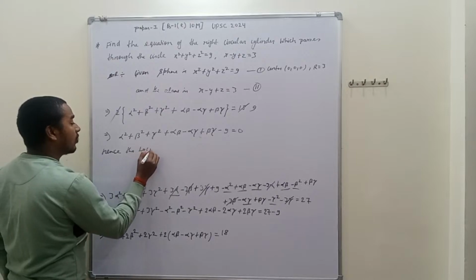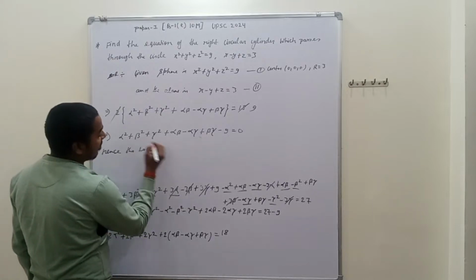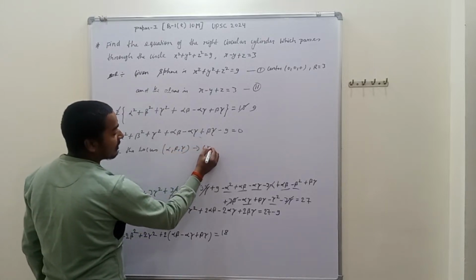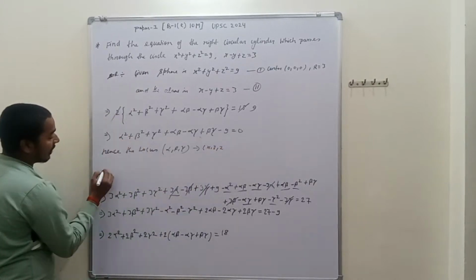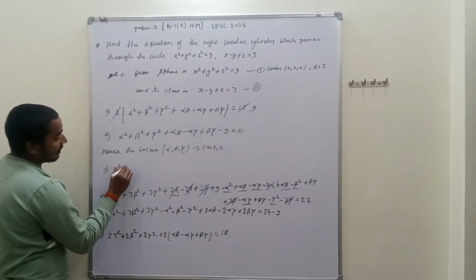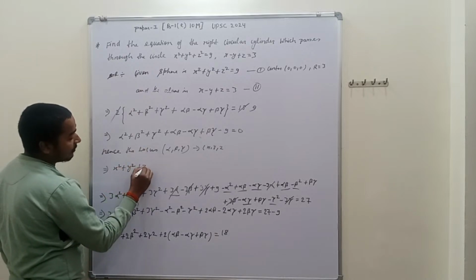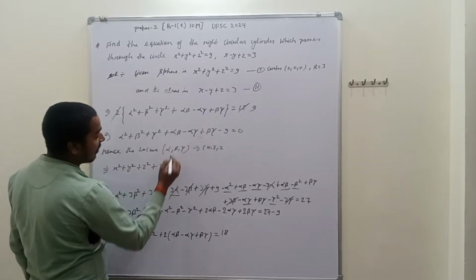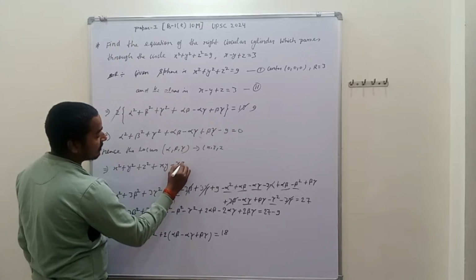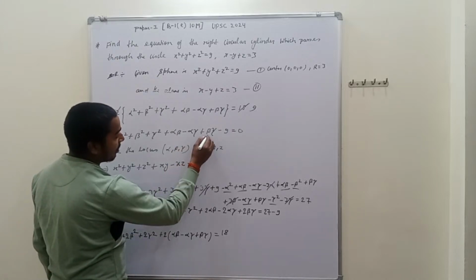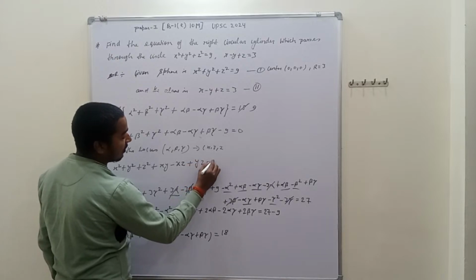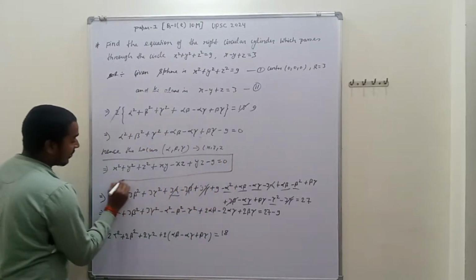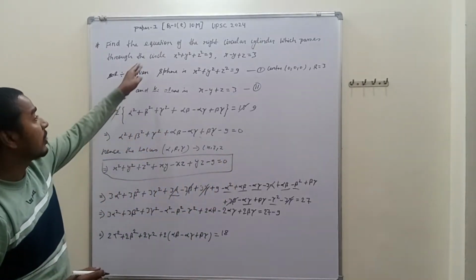Hence the locus, that is alpha, beta and gamma, is replaced by x, y and z. Then we write x square plus y square plus z square and plus xy and minus xz and plus yz minus 9 is equal to 0. This is the required equation of the right circular cylinder which passes through the given circle.